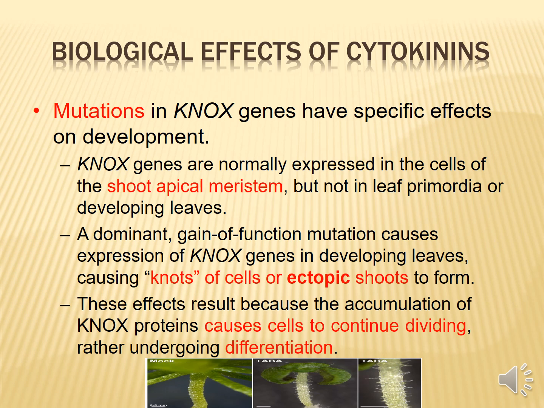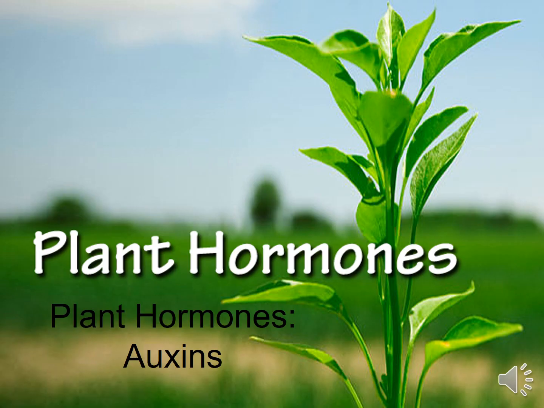Why? The effect of the mutation of the KNOX gene is an accumulation of the KNOX protein. This accumulation of protein may cause the cells to continue dividing rather than undergoing differentiation. It means they continue to divide, but they do not differentiate to become a normal leaf. Okay, that's all for today.